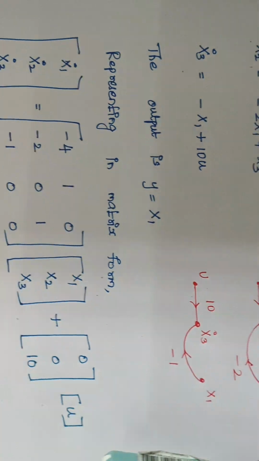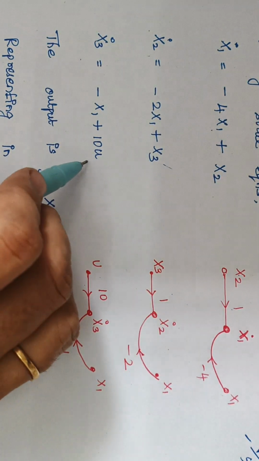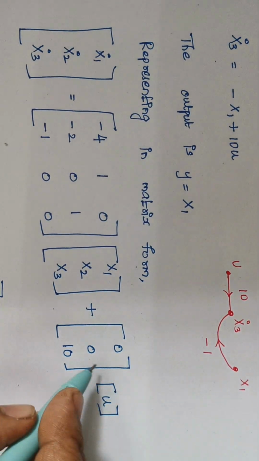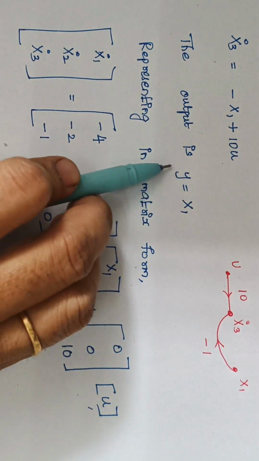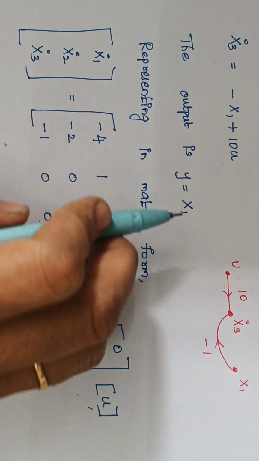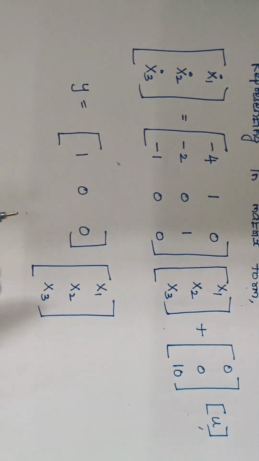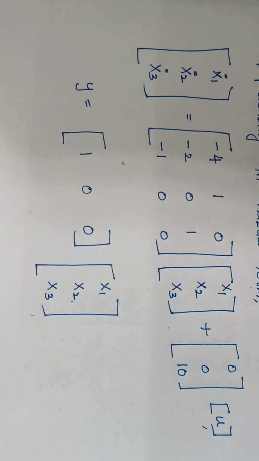Plus, regarding input, you see there are no u terms in the first two expressions. Only here we are having 10u. So this gets multiplied with 0, 0, 10, which gets multiplied with u. Right. Now we are going to write the output matrix. Here y is equal to x1. Therefore, y is given by 1, 0, 0 multiplied by x1, x2, and x3. So here comes the end of the problem.